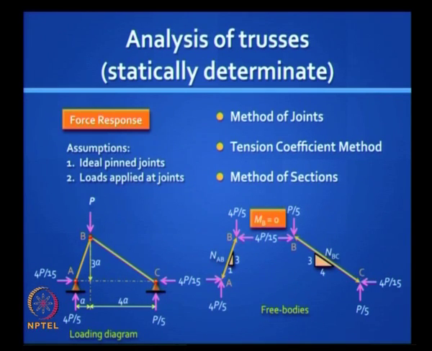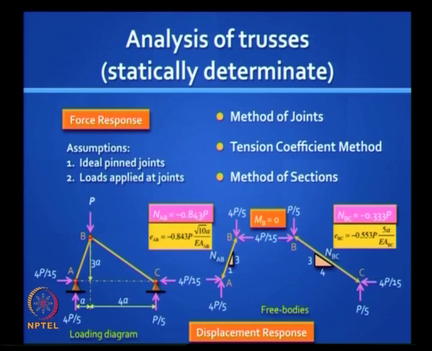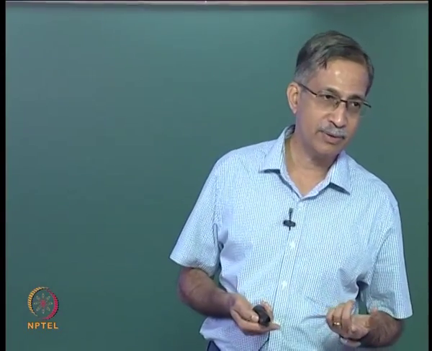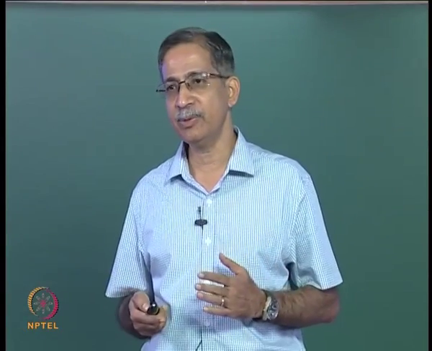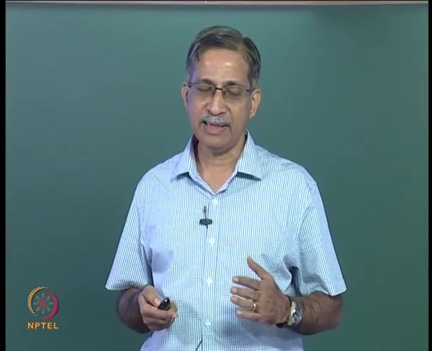We need to take advantage of the fact that there is an internal hinge at B, so there is no bending moment transferred from one member to the other. You have only axial forces in the two members, and they are very easy to compute. So let us move ahead. Once you have the axial force in the two bars, then you also have the axial deformations, because we know that there is a relationship between axial force and axial deformation.